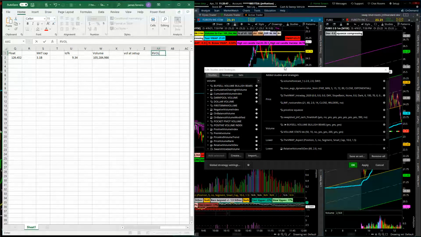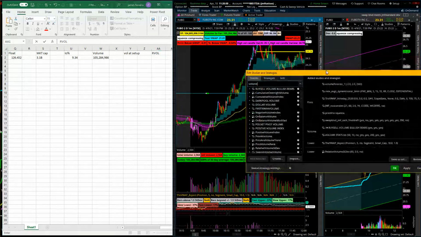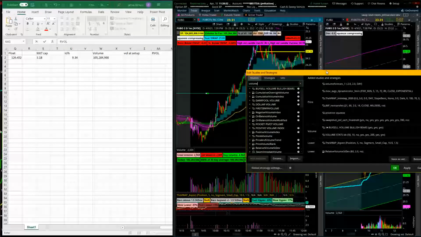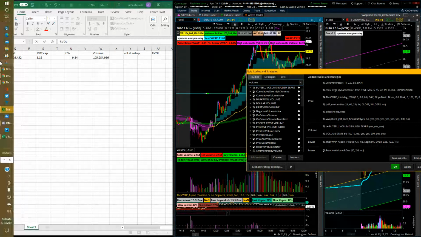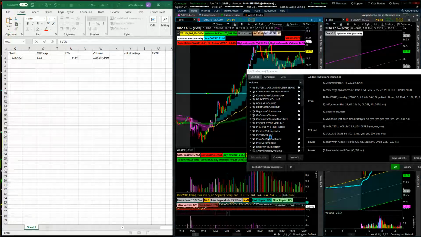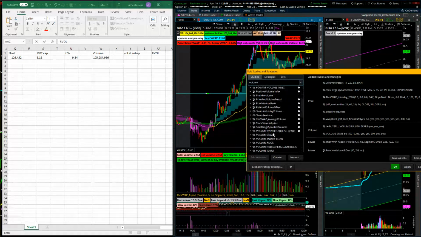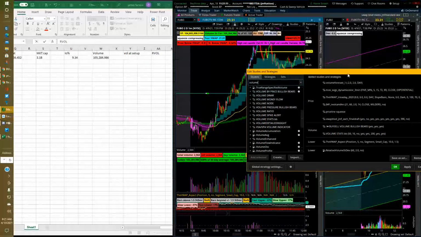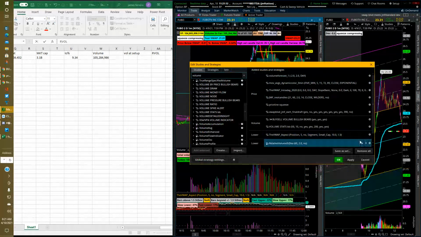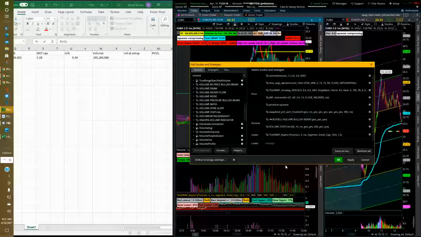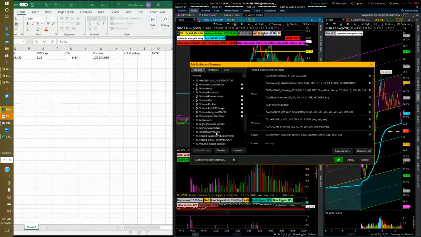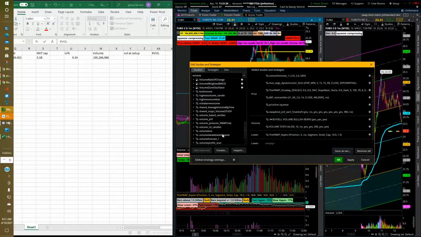Let's see here. Vol at setup. I know I could do it. Give me 1 second. So many things open. Real quick, I'm just looking for a relative volume. Sorry for the dead air. Give me 1 second here. Looking for my relative volume label. And I don't know why it's not on there right there.